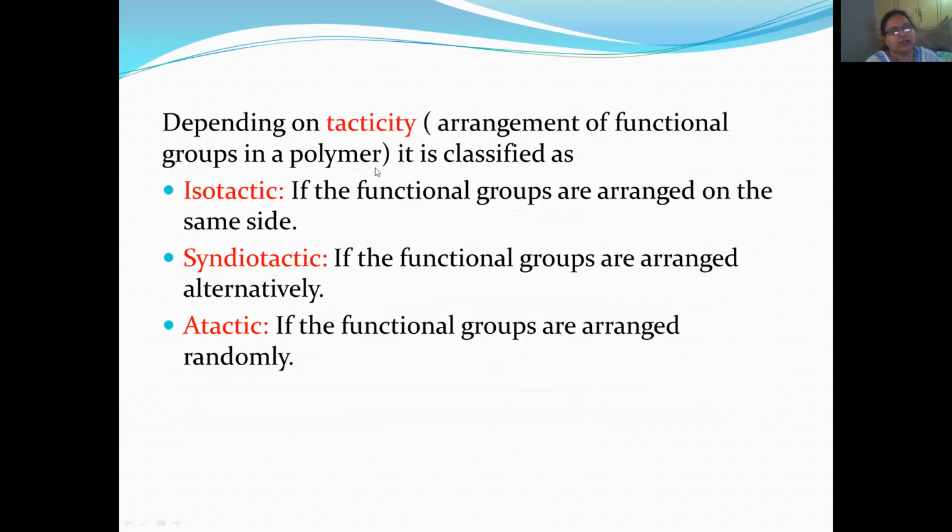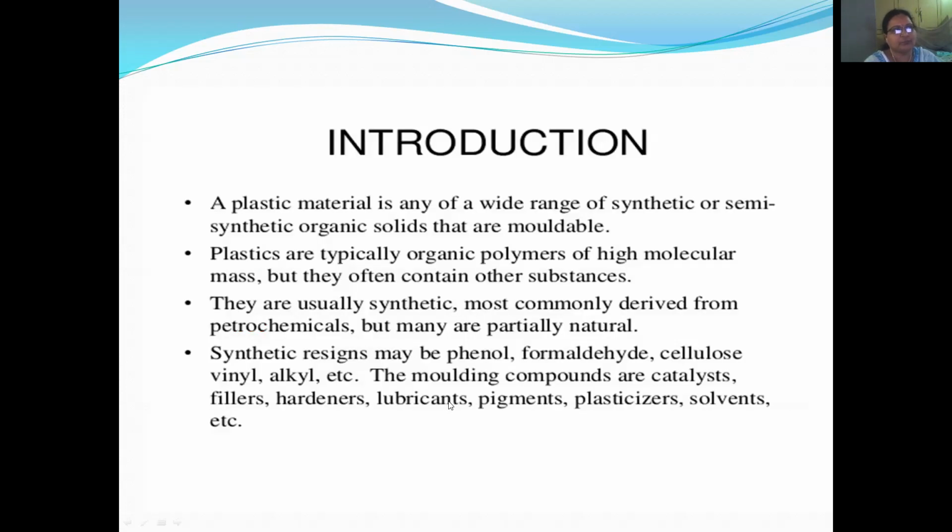Then depending on tacticity, that is the arrangement of functional groups in a polymer, it is classified as isotactic, syndiotactic, and atactic. The isotactic polymers are those where the functional groups are arranged on the same side, and if the functional groups are arranged alternately, they are called syndiotactic. And if they are arranged in a random manner, it is called atactic polymers.